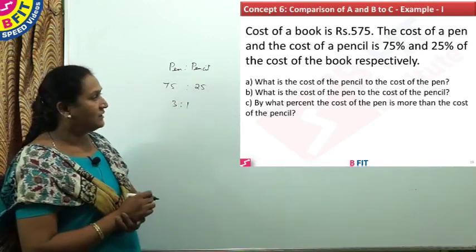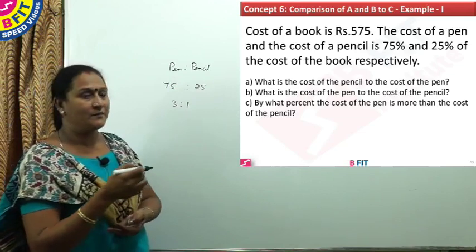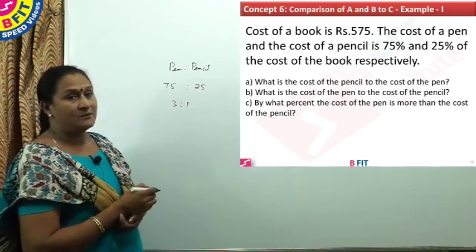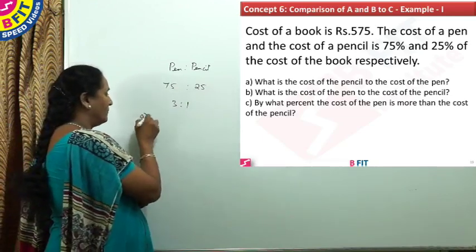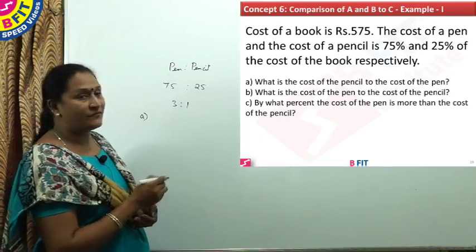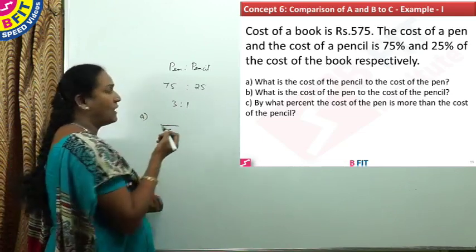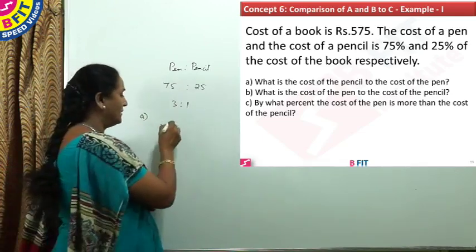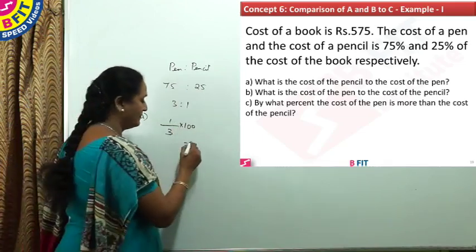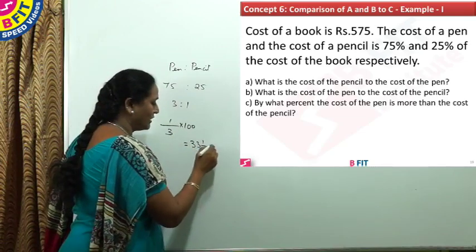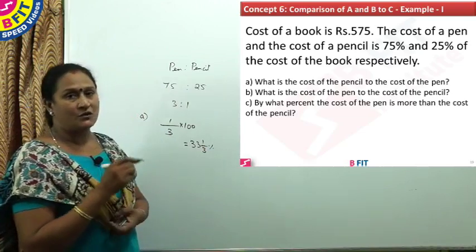Now what is the first question? What is the cost of the pencil to the cost of the pen? So it is asked in percentage. So we are asked to find the percentage of the cost of the pencil to the cost of the pen. So here the cost of the pen is the base. So what are the cost of the pen's parts? 3 parts. And what are the cost of the pencil's parts? It is 1 part, into 100. So what is 100 by 3? It is 33 1/3%. The cost of the pencil is 33 1/3% of the cost of the pen.